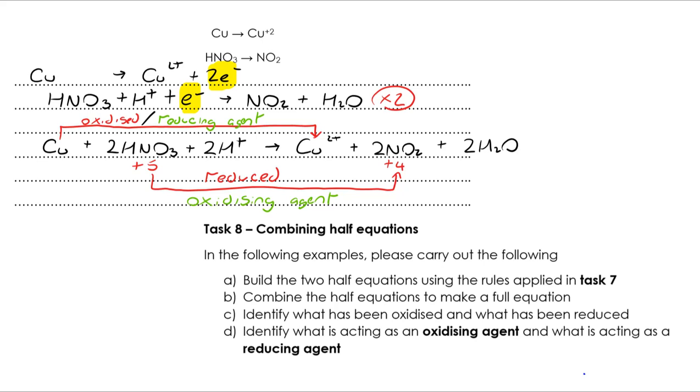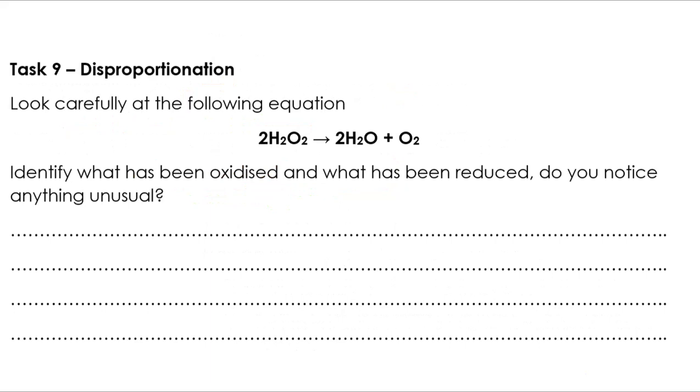And we're going to finish off by looking at something called disproportionation. And for this, I would like to take a look and identify what has been oxidised and what has been reduced. So I'm going to go through and put all of the oxidation states in. My hydrogen remains +1 on both sides. It's not in a metal hydride, it's not on its own, so it will always be +1 in those circumstances. My oxygen has changed because my oxygen is -1 in hydrogen peroxide.